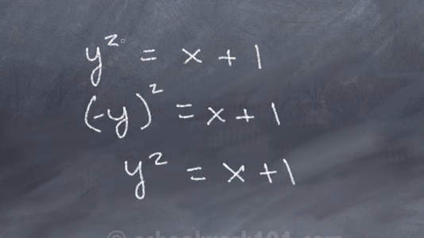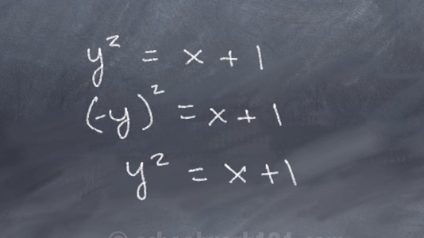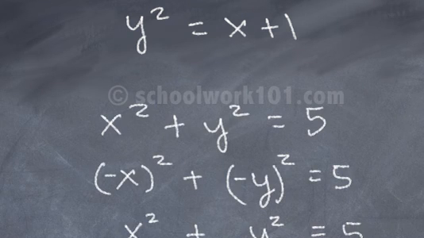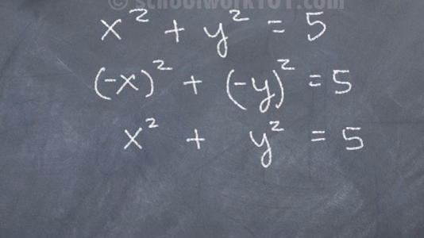Okay, in this particular one here, we're testing to see if this equation is symmetric about the x-axis, because we are replacing this y with a negative y, and we do get back the same equation. So this means that this is symmetric about the x-axis. So those are our possibilities of finding symmetry. Let's look at one other.